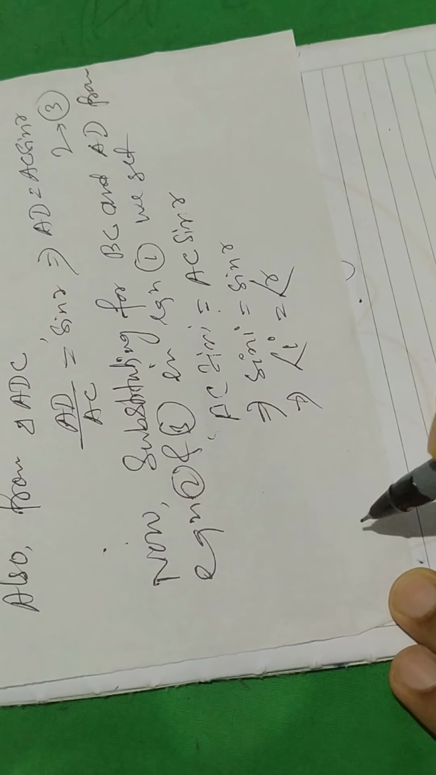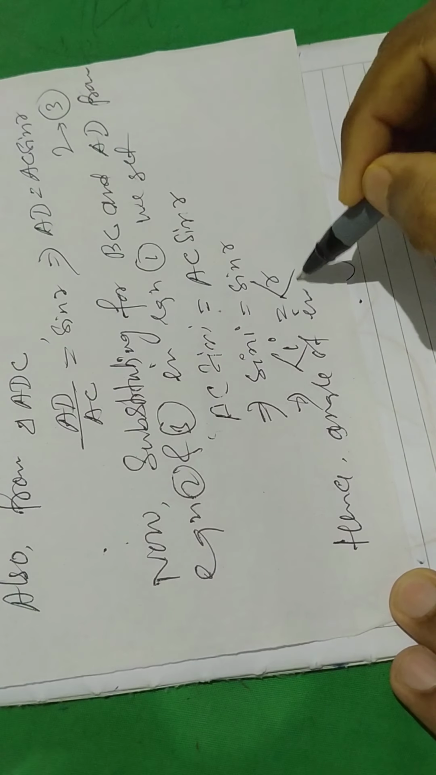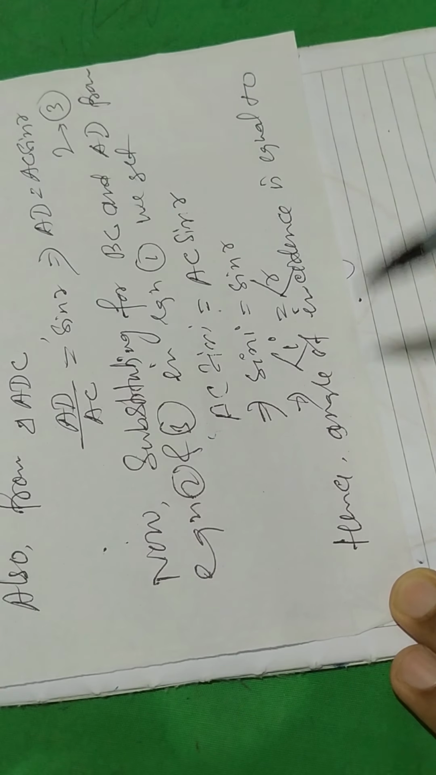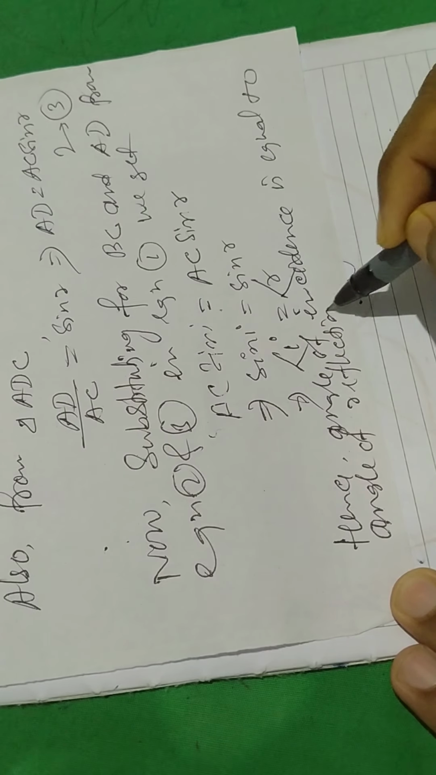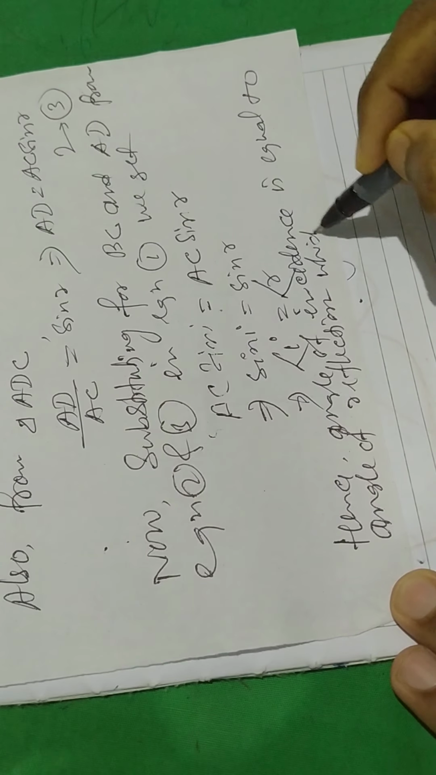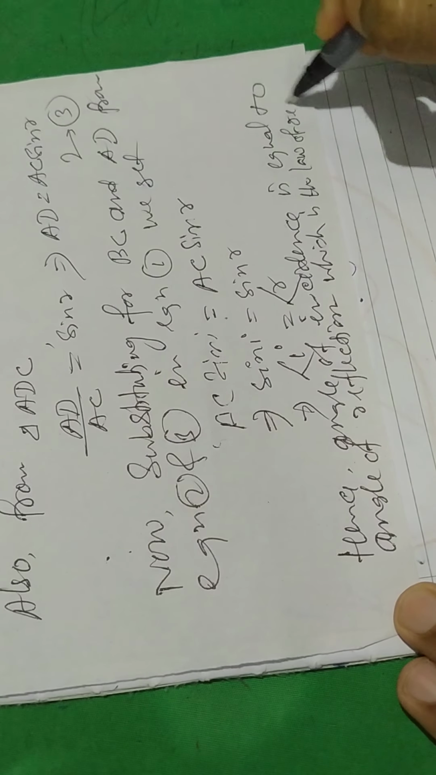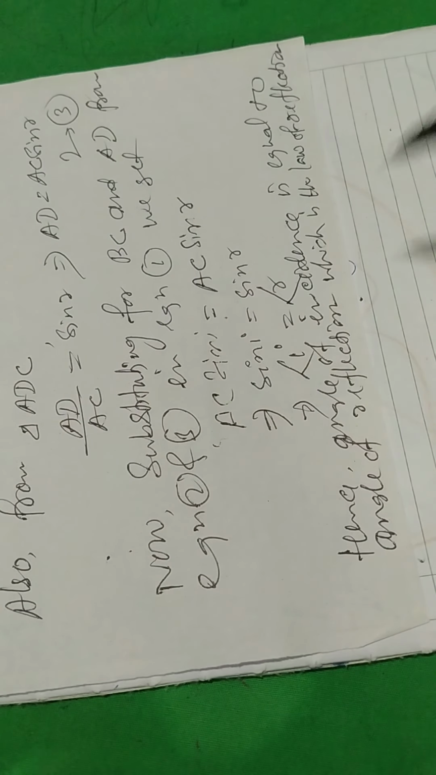Hence the angle of incidence is equal to the angle of reflection, which is the law of reflection. So this is the proof: angle of incidence equal to angle of reflection. This is the law of reflection of light. Thank you.